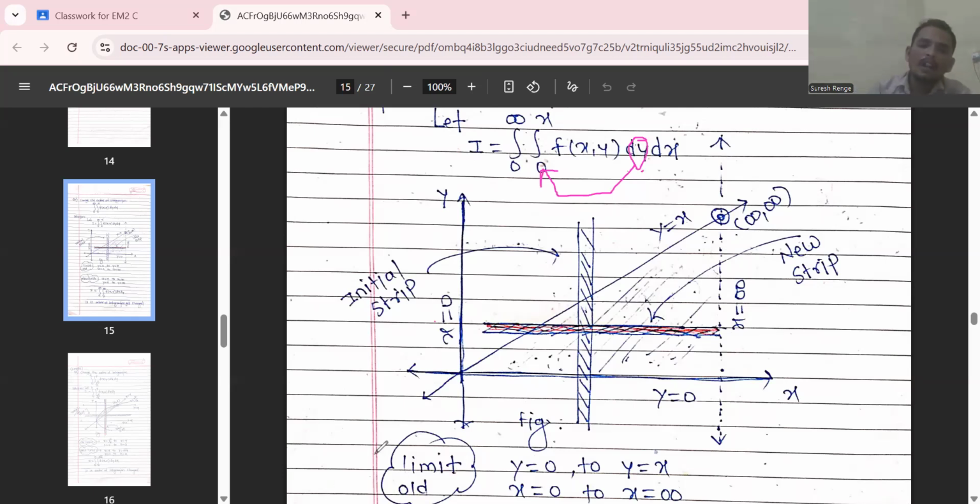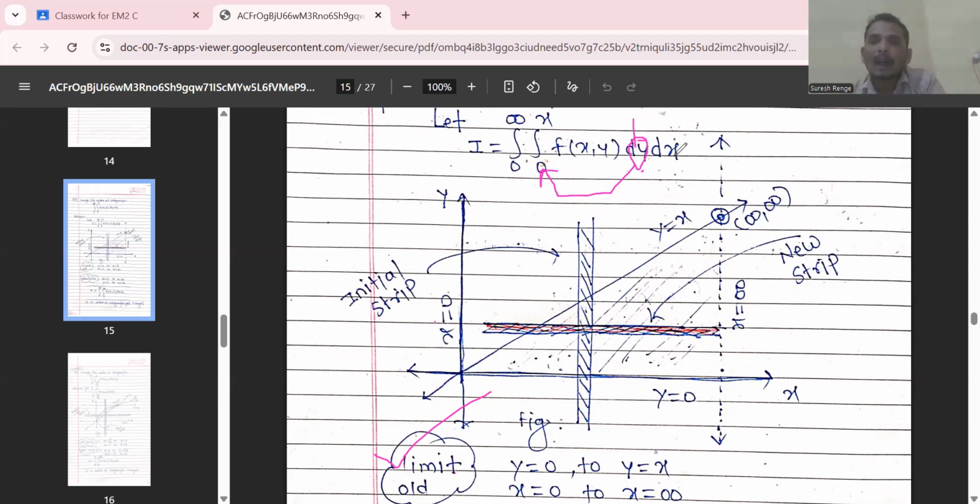This is the limit that is available in the question. By observation of the question, we find the limit for y. First we want to integrate with respect to y, so the limit of the first integration is the limit of y. Therefore, y is equal to 0 is the lower limit, y is equal to x is the upper limit.